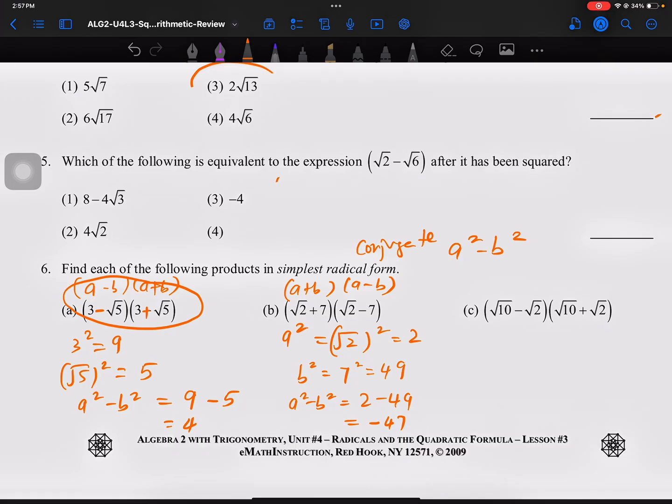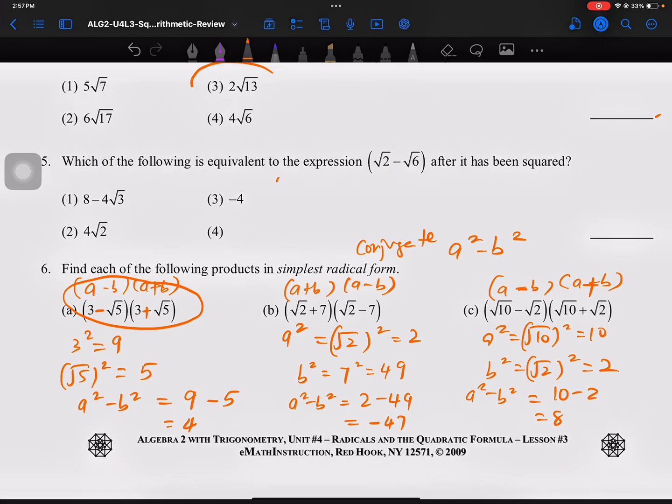Okay, last one, this is also conjugate form. So a minus b, a plus b. Everything is the same except the minus and plus sign. So this is so simple. It will be a squared minus b squared, right? So we list out our a squared first. a squared is square root of 10 squared, which is 10. b squared is square root of 2 squared, which is 2. So a squared minus b squared is 10 minus 2, which is 8. So again, same. No radicals remain. The answer is 8, which is already in simplest form.